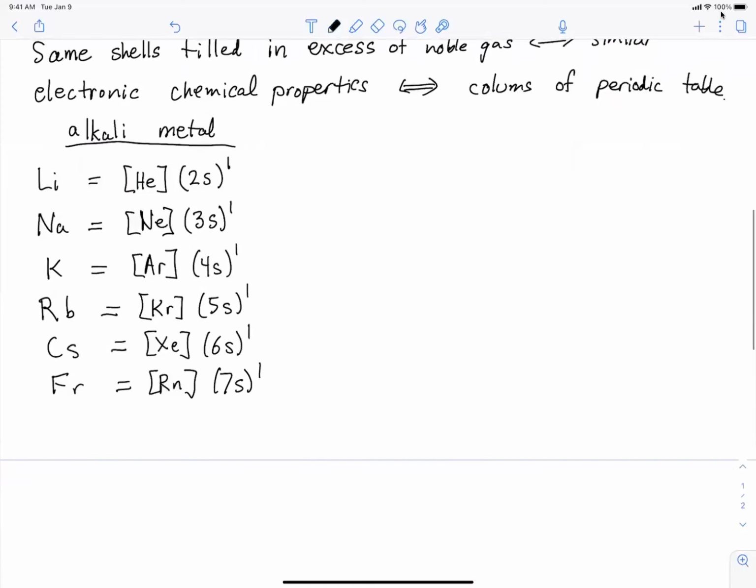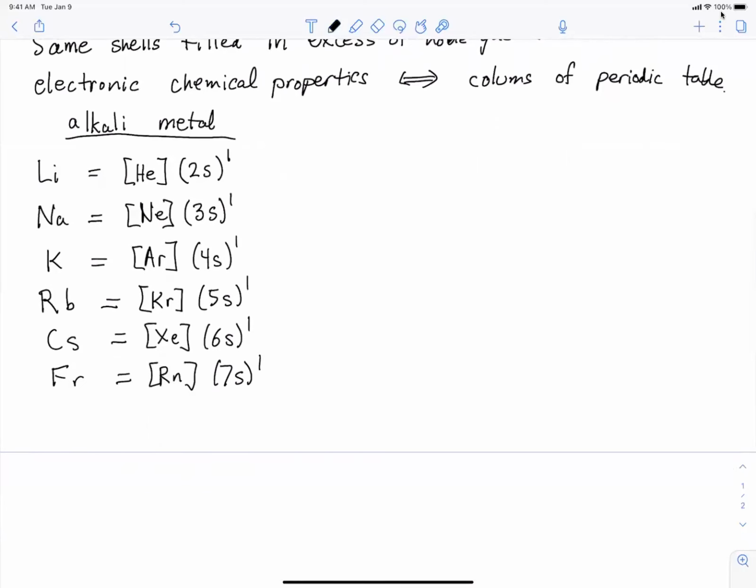So those are the electron configurations. We don't have to write all of the shells out. We just write the noble gas plus the next one. And in all cases, since we're interested in the Russell-Saunders term, the only thing that matters is the one electron in the s shell in each case.